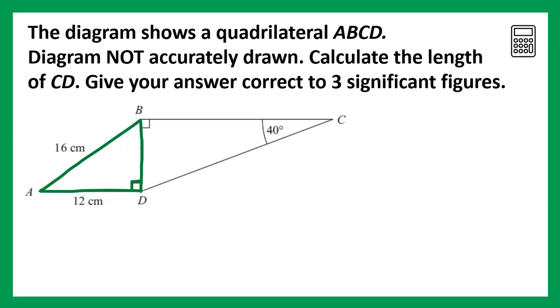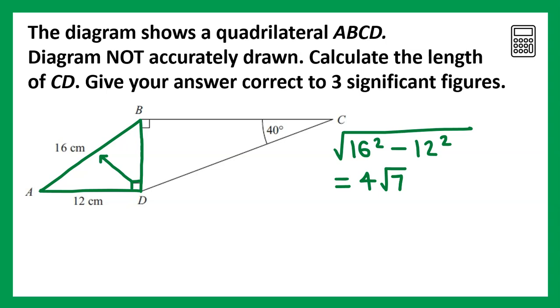It's always useful to find a shared length between the 2 triangles, this length here, and the other 2 lengths have been given to us, meaning we can actually use Pythagoras' theorem to help us find the unknown length. Notice how the longest side has been given to us, so I can find the shorter length by doing the square root of the hypotenuse squared minus the other shorter length squared. This is 4 root 7. Keeping this as an exact value will help us avoid any rounding errors. So the length BD is 4 root 7.